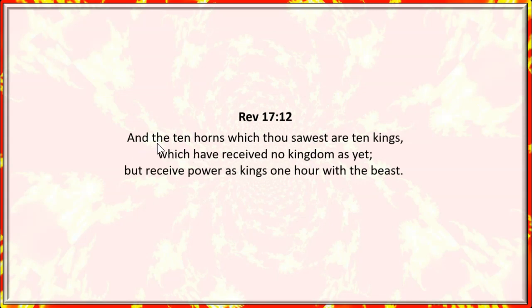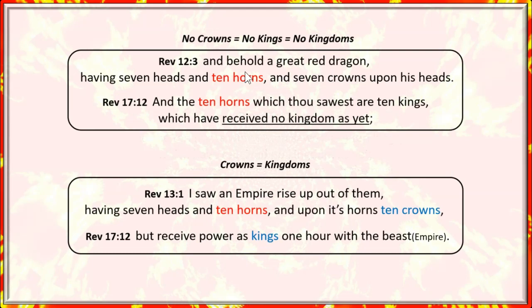So let's read it. And the 10 horns which thou sawest are 10 kings, which have received no kingdom as yet, but receive power as kings one hour with the beast. And here we have it. And behold, a great red dragon having 7 heads and 10 horns and 7 crowns upon his heads. The 10 horns which you saw are 10 kings which have received no kingdom yet. And I saw an empire rise up out of them, having 7 heads and 10 horns, and upon its horns 10 crowns. They have received power as kings now one hour with the beast.